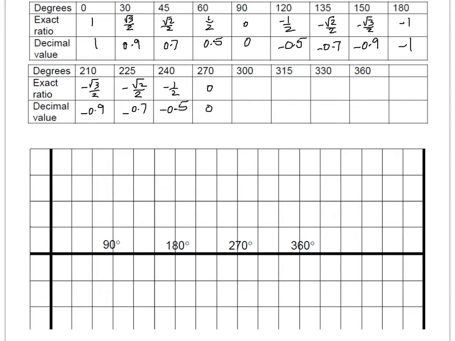Now we are in the fourth quadrant, so everything is positive. 300 is 360 minus 60, so the reference is 60, and cos 60 is 1 over 2, so this is 0.5. 315 is 360 minus 45, so cos 45, square root of 2 over 2, is positive because we're in the fourth quadrant, so this is 0.7. 330 is 360 minus 30. Cos 30 is square root of 3 over 2, so this is about 0.9. And 360 is going to be 360 minus 0, so 0 is the reference angle, cos 0 is 1, so this is going to be 1.